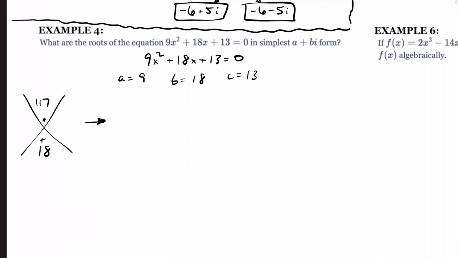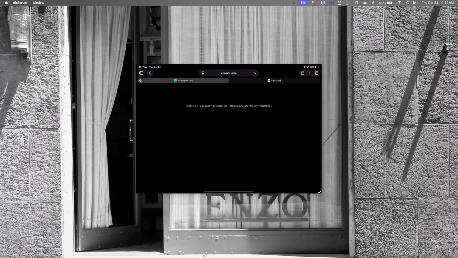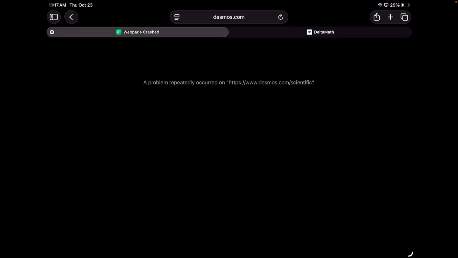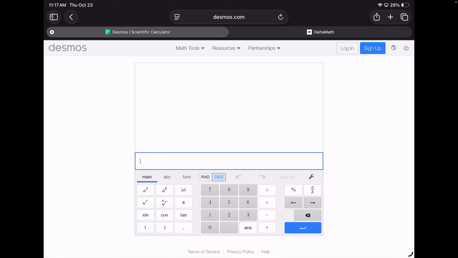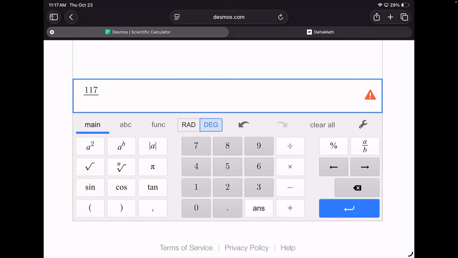So are there 2 numbers that multiply to be 117 and add to be 18? Maybe, maybe not. So this is what I do. When I get questions or I'm stuck, this is probably the most common place where students get stuck. I'll show you what I do when I'm trying to figure out what 2 numbers go in. So I put the number in, 117, and I divide. Obviously 1 and 117, so I'm not going to try that.